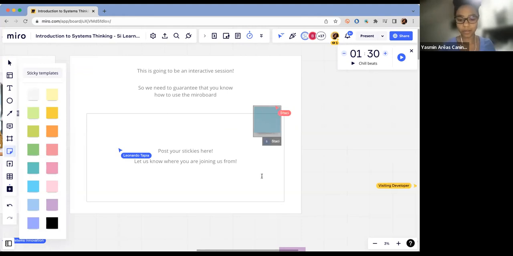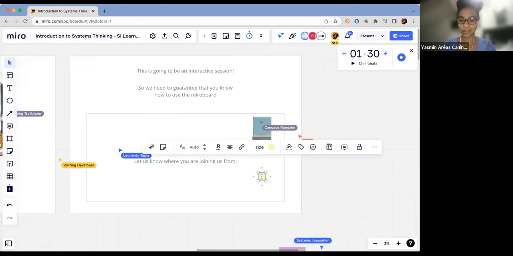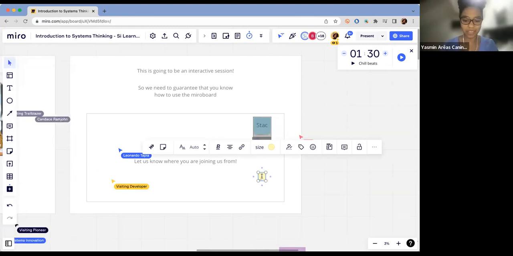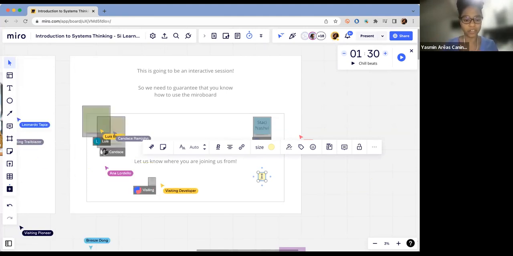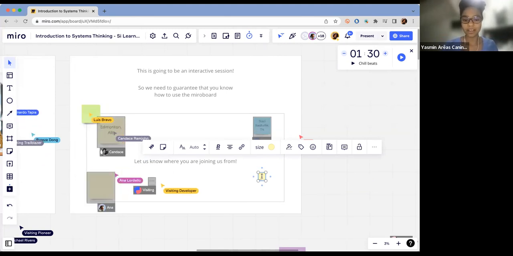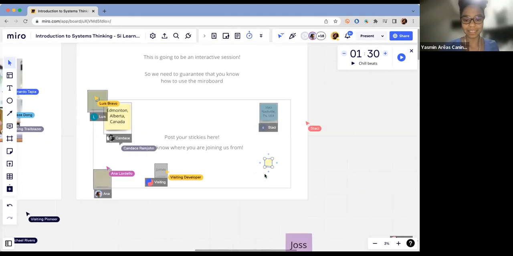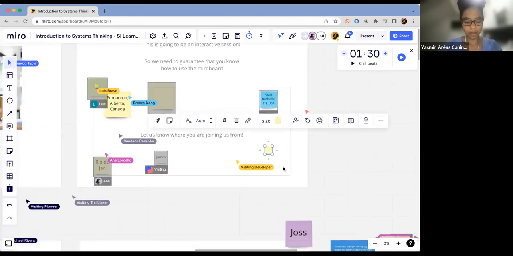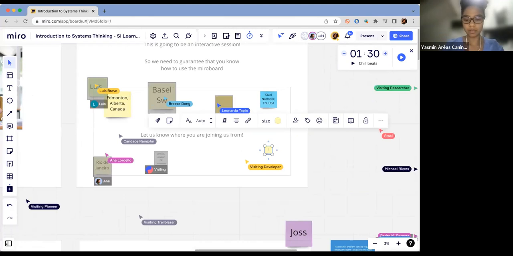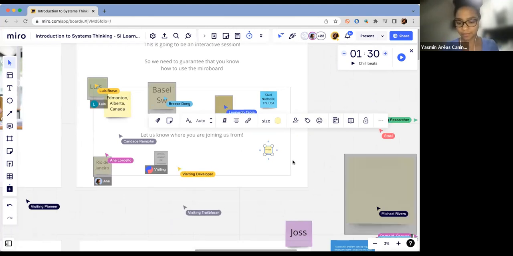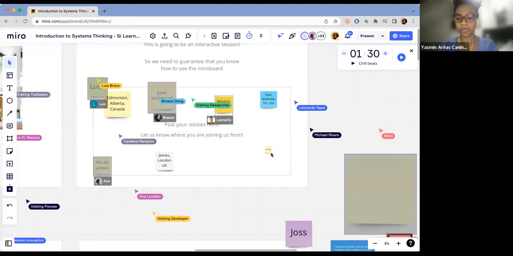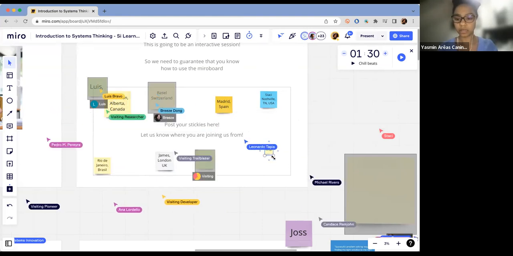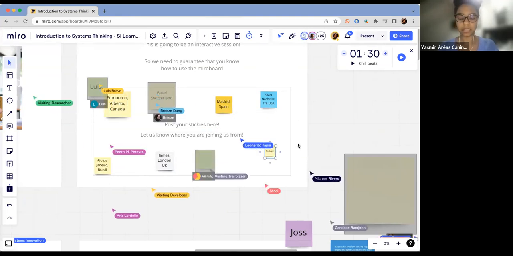And I would like to know where you're joining us from today. So put the name of the city or the country that you are located at the moment, and we can first understand how this Miro board works, and of course, so you see where we are in the world today. So I'm going to put mine here. I am in Portugal at the moment. And of course, if you click on the Miro board, you can make it bigger or smaller, just dragging the sides of the sticky note here.